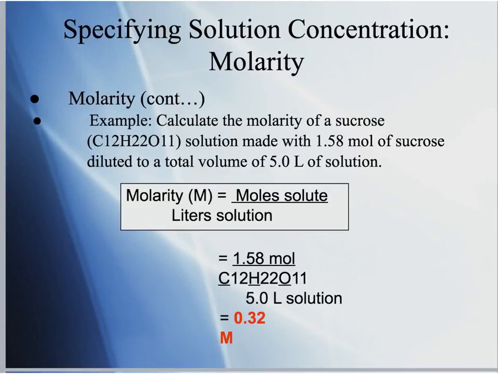Here's an example. It says calculate the molarity of sucrose solution made with 1.5 moles of sucrose diluted to a volume of 5 liters of solution. So molarity is super simple. It's just moles divided by liters. So we have the moles of sucrose and we're given the liters of solution. You just divide the two and end up with your molarity. So in this case, it's a pretty dilute solution, 0.32 molarity. And you can kind of tell that because 1.5 moles in 5 liters of solution, that's a whole lot of volume. So it's not going to be very concentrated at all.